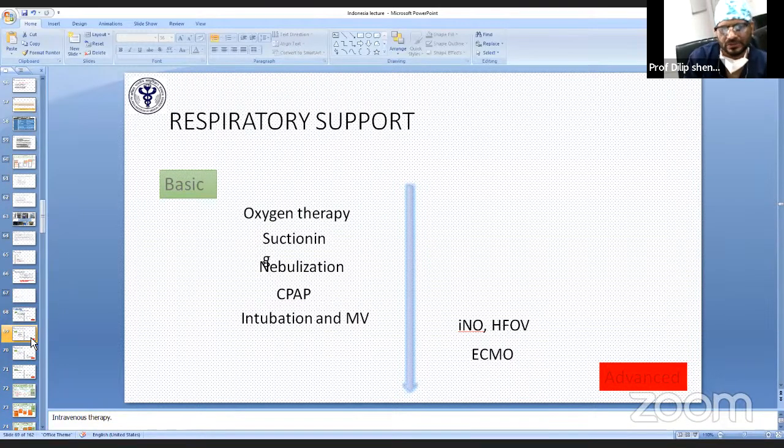Basic respiratory support is oxygen therapy, suction, nebulization, CPAP, intubation, if facilities are there. You can do mechanical ventilation. Advanced respiratory support includes nitric oxide, high flow oxygen, ventilation in case of trauma or airway restriction.